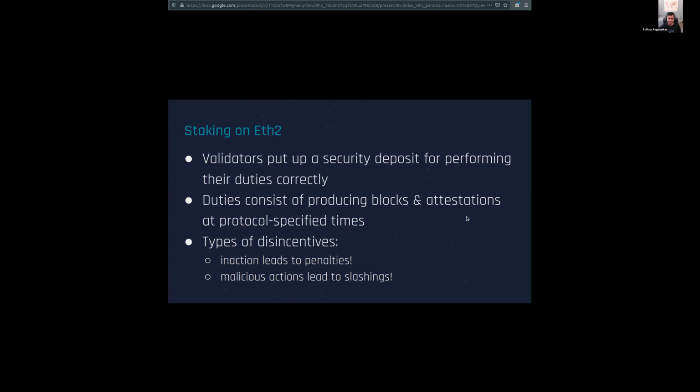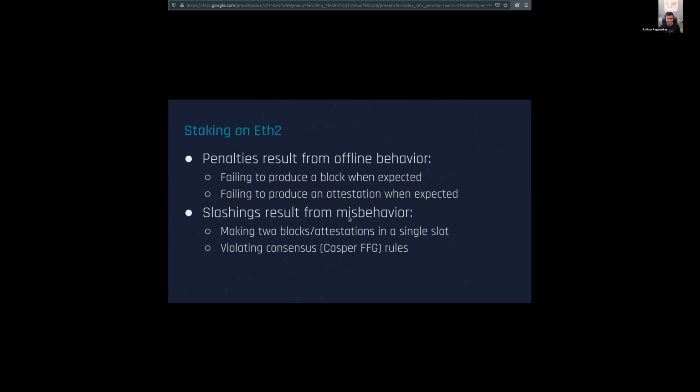A couple of bad things exist. Inaction on the part of the validator leads to penalties, and malicious actions lead to slashings. Both of these are reductions in the security deposit that the validator put up. Penalties result from offline behavior, such as failing to produce a block or an attestation when required. Slashings result from misbehavior, which is provable malicious actions, such as making two conflicting blocks or conflicting attestations in the same slot, or violating some of the Casper FFG consensus rules.